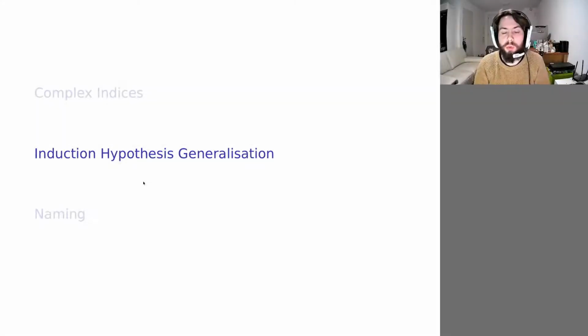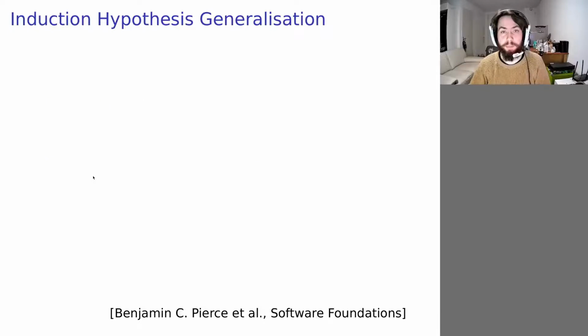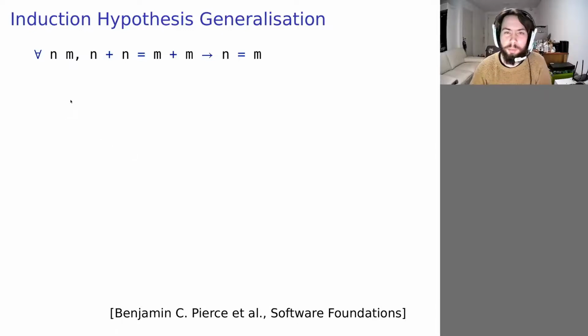Moving on to the second problem that our new induction tactic addresses, which is overly specific induction hypothesis. And this is a problem that every beginner runs into sooner or later. It's a classic kind of trap that these induction tactics set for their users. And so this is something that we thought we should do something about. So here's the problem, illustrated with an example that I stole from Benjamin Pierce's Software Foundations.